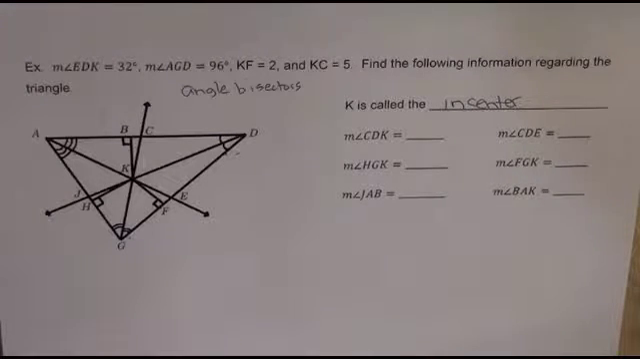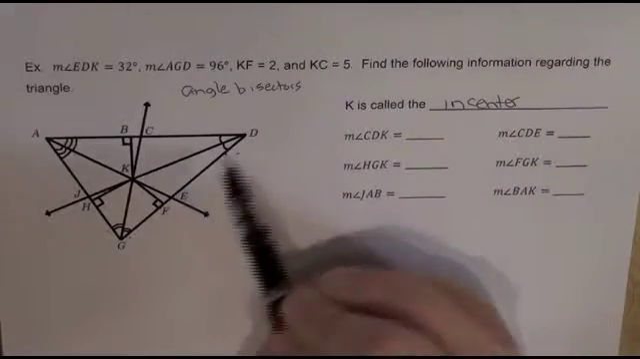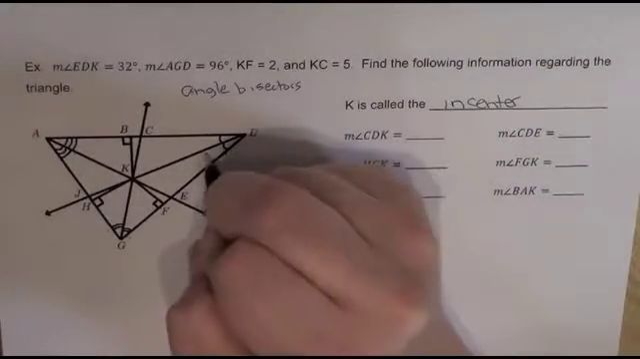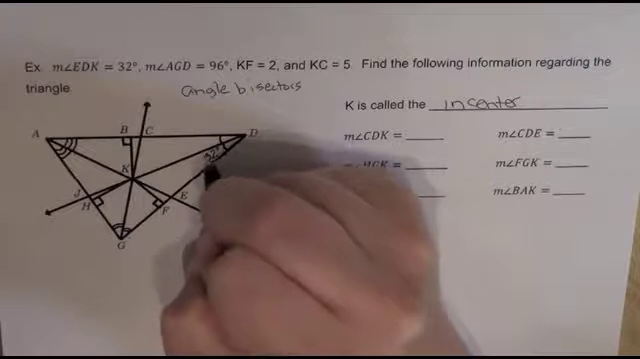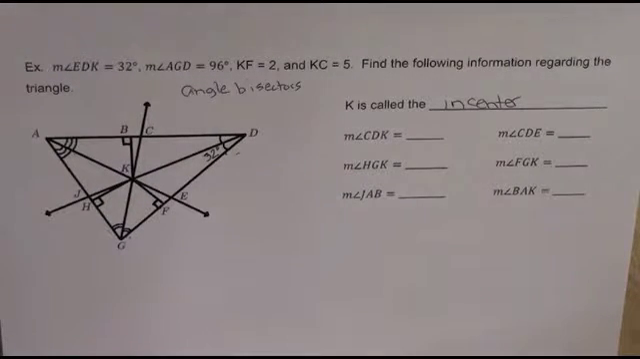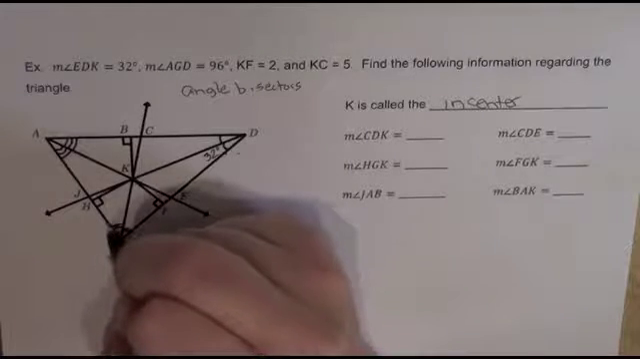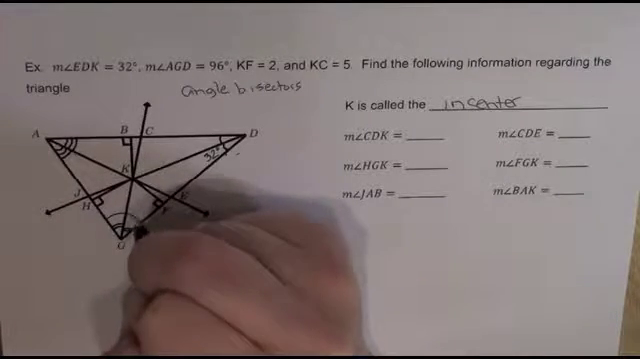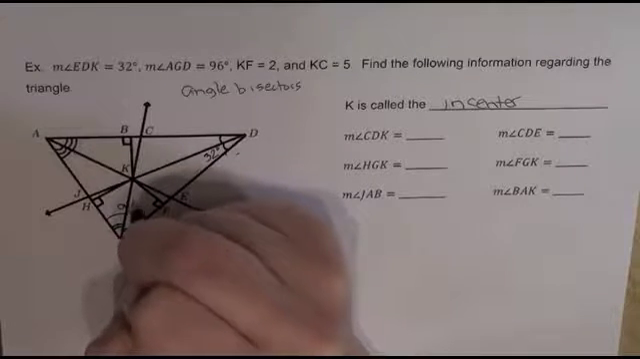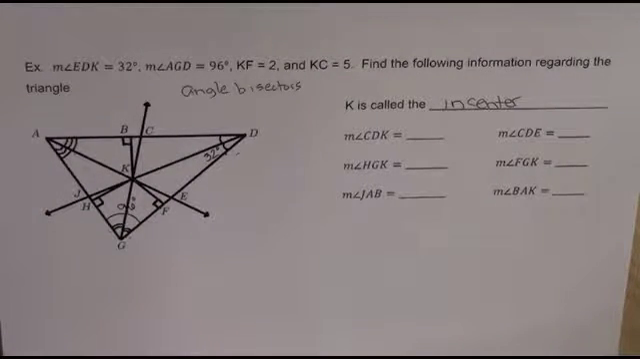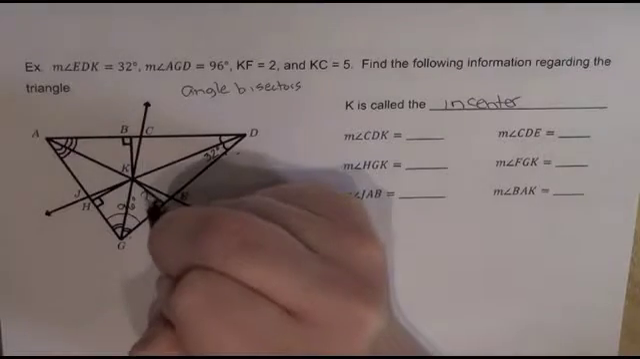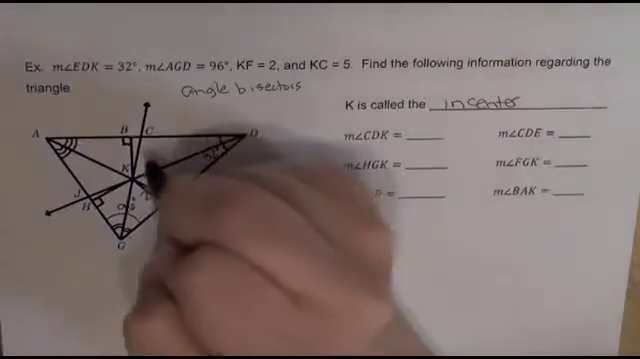So let's fill in the measurements that we know. The measure of angle EDK is 32 degrees. That's right there. The measure of angle AGD is 96. That's this whole angle right here, both of those together. KF is 2 and KC is 5.